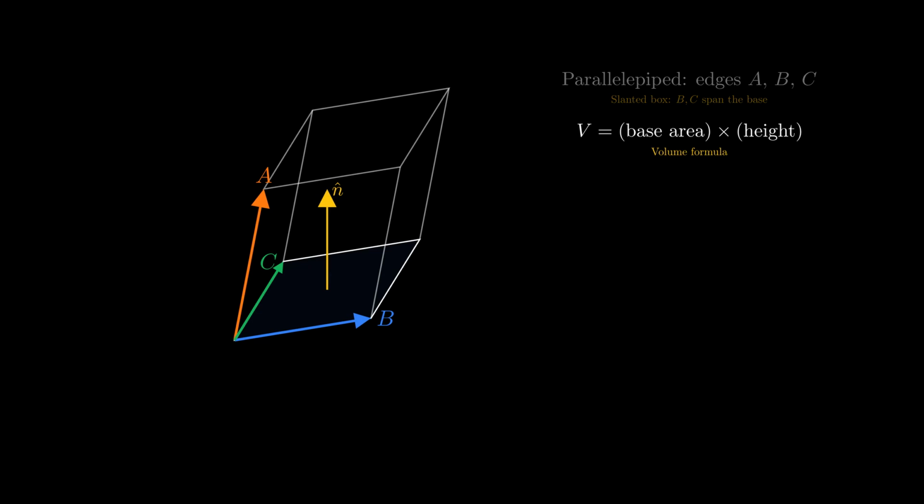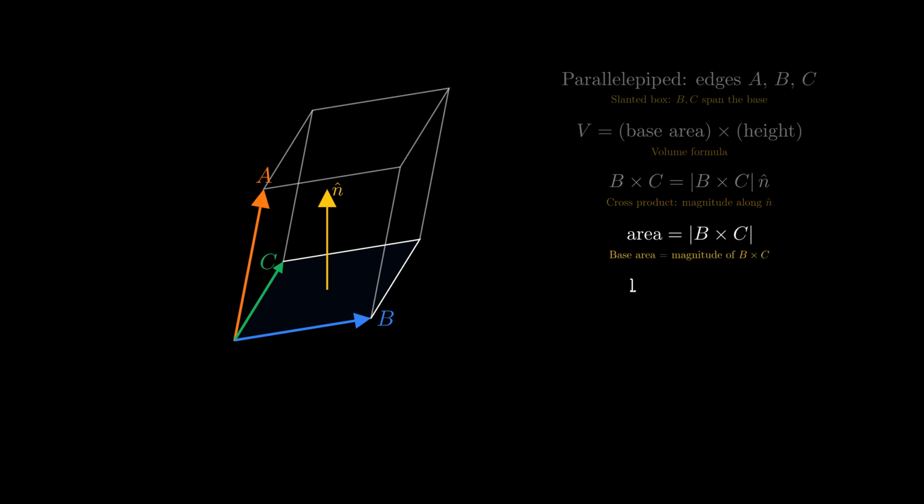A parallelepiped is a slanted box with edge vectors A, B, and C all meeting at one corner. Its volume equals base area times height. Let vectors B and C form the base. The magnitude of B cross C gives the base area, and the direction of B cross C points along n hat, the unit normal to the base. So B cross C equals its magnitude times n hat.